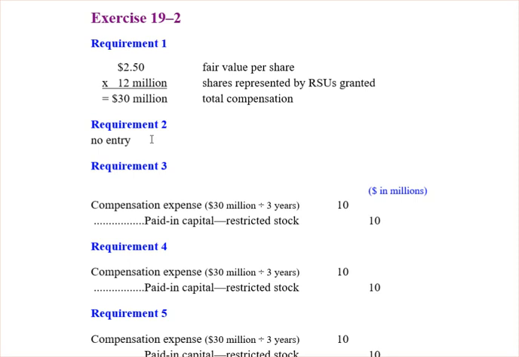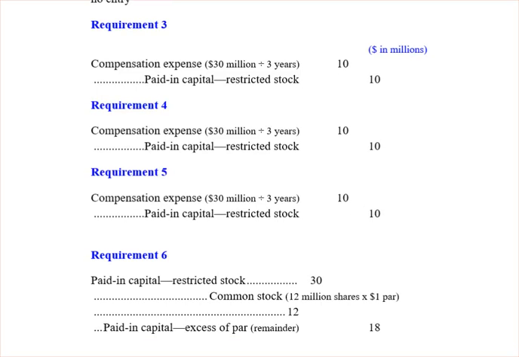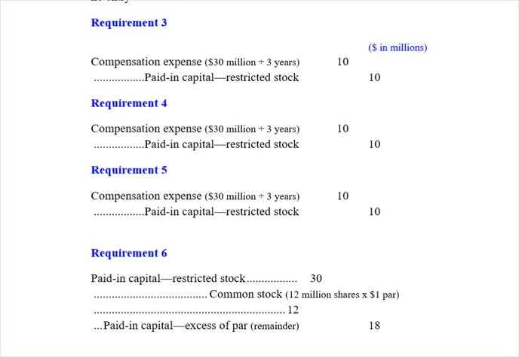It'll be disclosed. But there's no journal entry. Now, the compensation expense needs to go to paid-in capital, restricted stock units, restricted stock awards, whatever the caption should be. I think it should say RSU here, and they just say restricted stock. 10 keeps going in there every year until you reach the total of 30 million, at which point they have completely vested, and you're going to turn around and issue the shares.